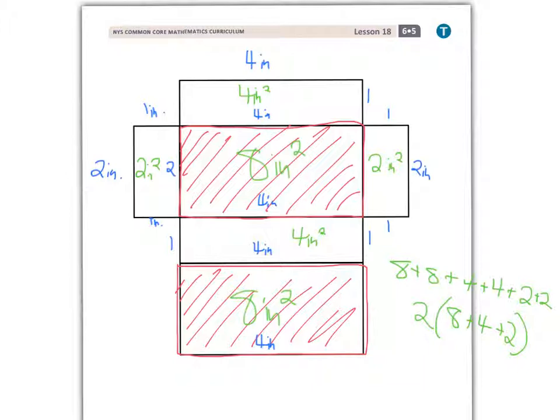So moving on to F, it says what does each part of the expression represent? And that would be each part of the expression represents one of the faces. So this is a part of the expression that represents this face. This represents this, this 4. Each one of these 4s represents one of these. Each one of the 2s represents one of these. So they each represent a face.